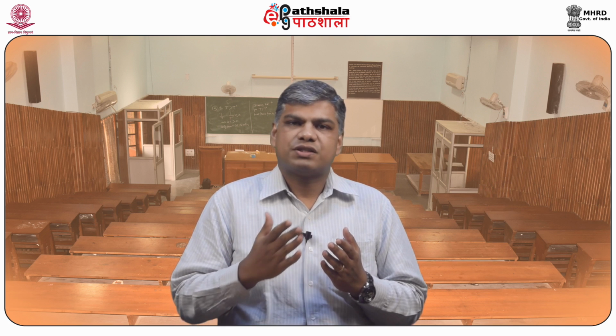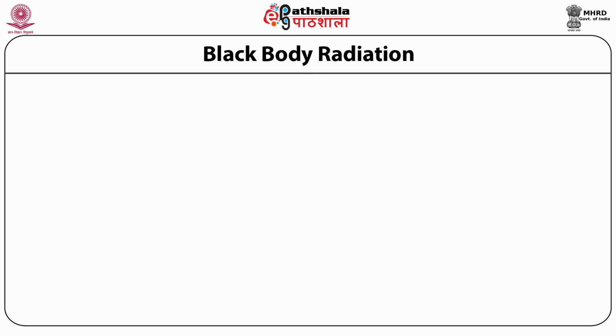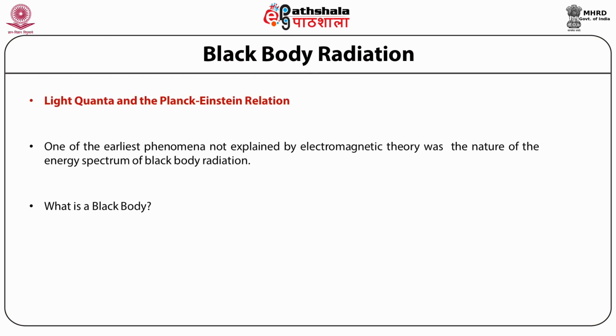The second phenomenon was the photoelectric effect. The wave nature of light could not explain the photoelectric effect, and then came the Compton effect. The Compton effect was an effect for which the wave theory of light just could not offer any explanation. And finally, the wave-particle duality, which everybody had to reconcile to, and which was also demonstrated by the Young's double-slit experiment. Black body radiation, light quanta, and the Planck-Einstein relation.